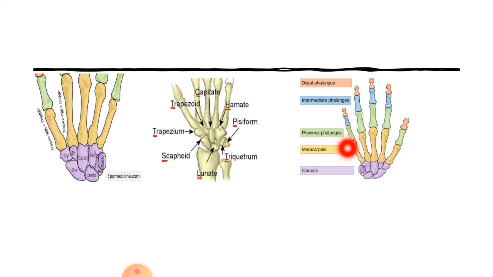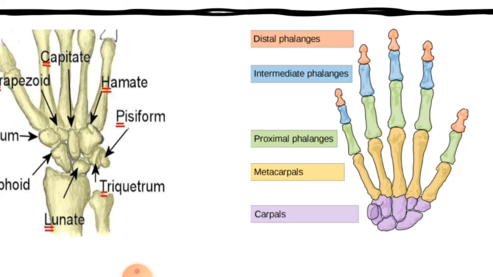And the phalanges would have a head, the body, and the base. And the distal phalanges have an extra landmark, that is the tubercle. So the distal phalanges would have a tubercle, a head, shaft or body, and a base.